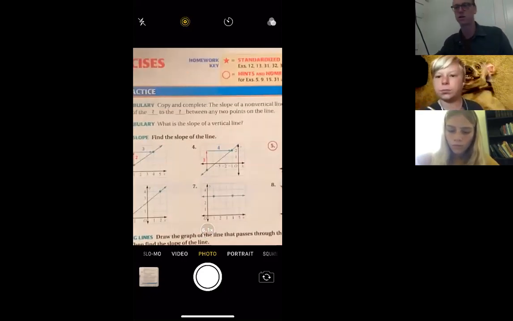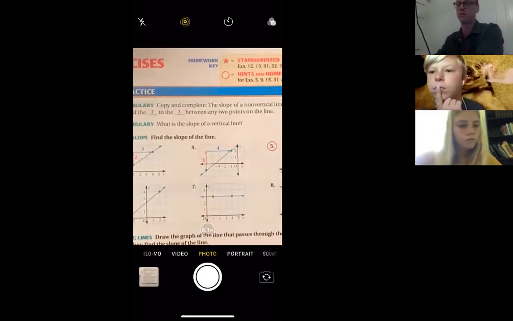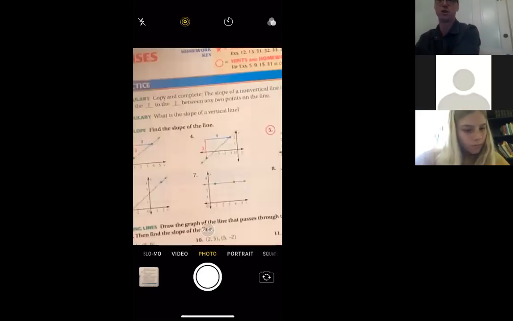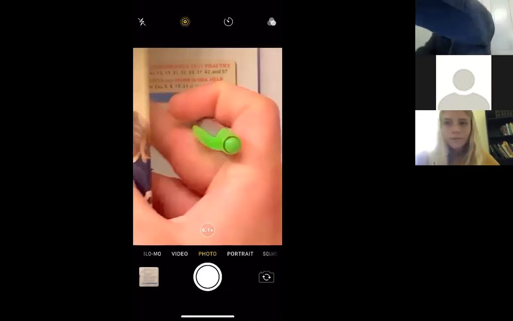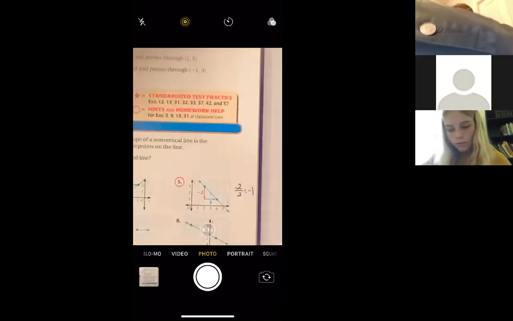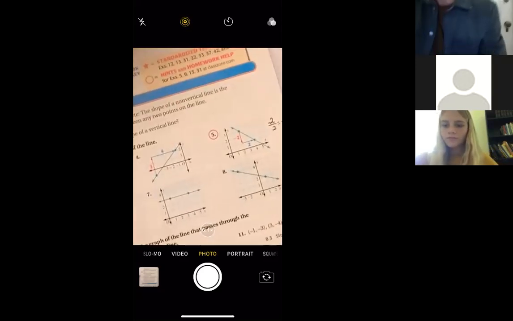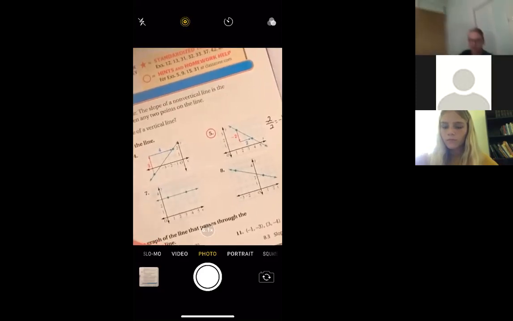Lacey, your turn. What'd you get for number 5? What's the slope for number 5? Got a negative slope on number 5. Sorry, I'm trying to work with this. Here we go. Okay. Hold on. Stand by. The computer's falling all over the place.